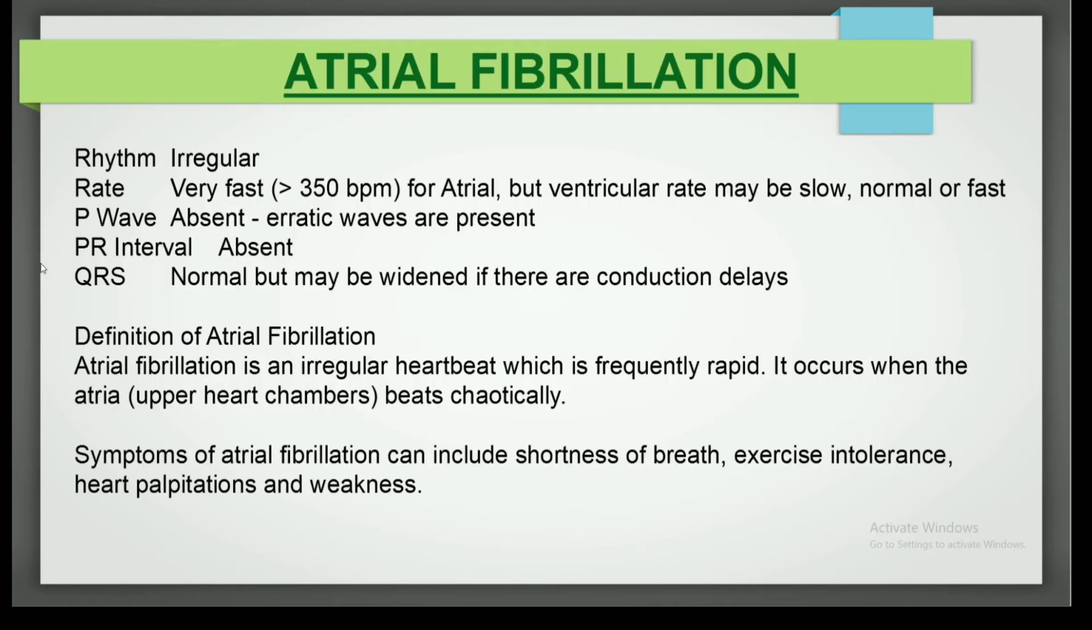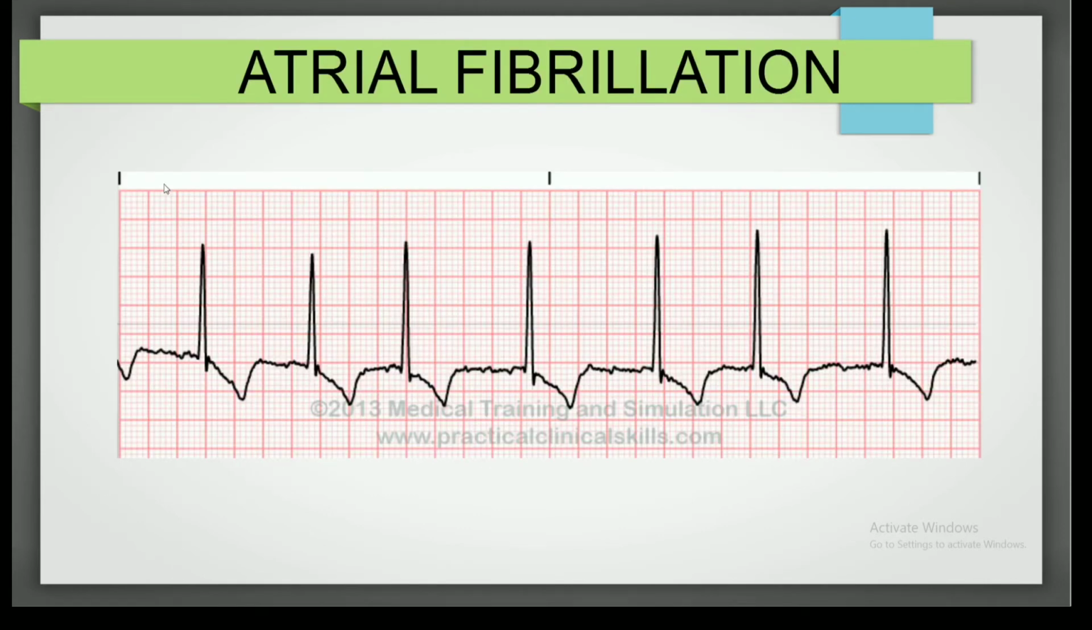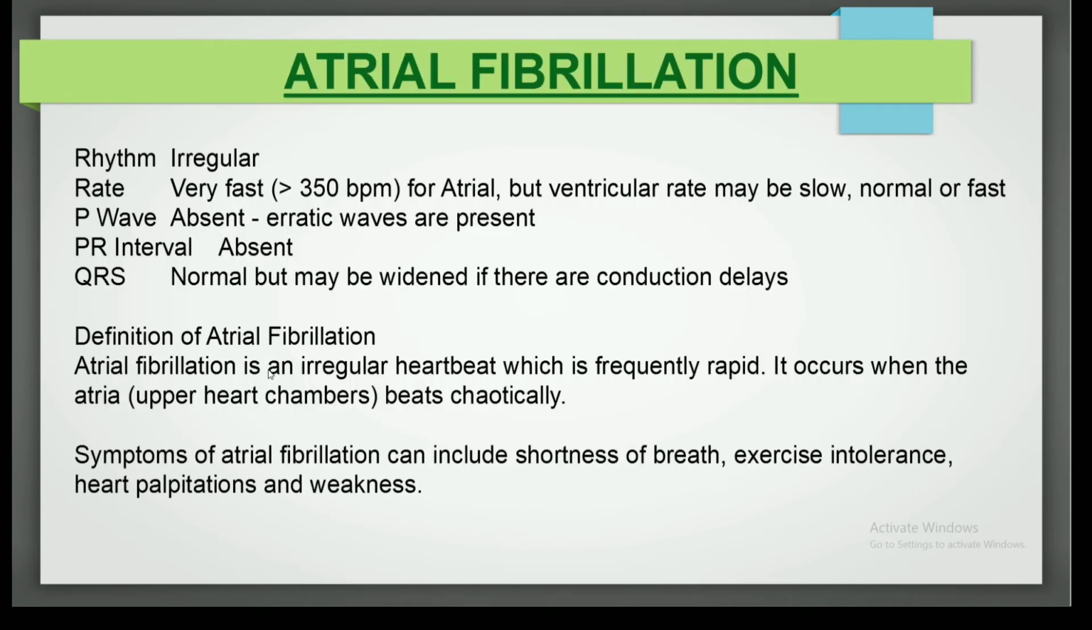The rhythm is also irregular. The rate is very fast, more than 350 beats per minute, because there are more P waves, but we cannot recognize them. Then the definition: it is an irregular heartbeat which is frequent and rapid. It occurs when the atria beat chaotically. Symptoms include SOB, exercise intolerance, heart palpitation, and weakness.